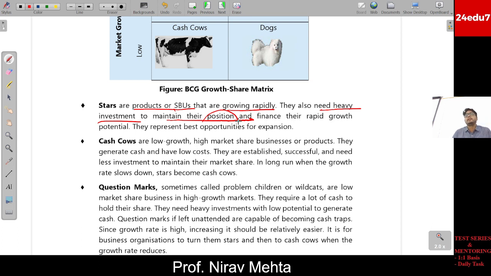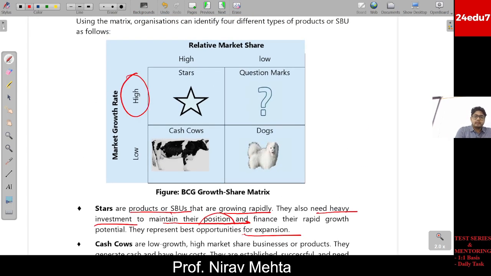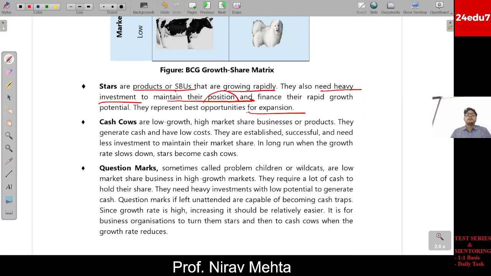They need investment because growth is high. Correct? And finance the rapid growth potential. They represent the best opportunity for expansion because growth is high. So if you see here again, high share, high growth. Correct? Yes. Okay. Cash cow. Cash cows are business or product. Why is it written business or product? Because we can compare our business or product. They generate cash and have low cost, because it is cash cow. It has the reach. They are established, successful, and need less investment to maintain their market share. In the long run, when the growth rate slows down, star becomes cash cow. So when the star becomes 95%, then the growth rate slows down, it will become cash cow.